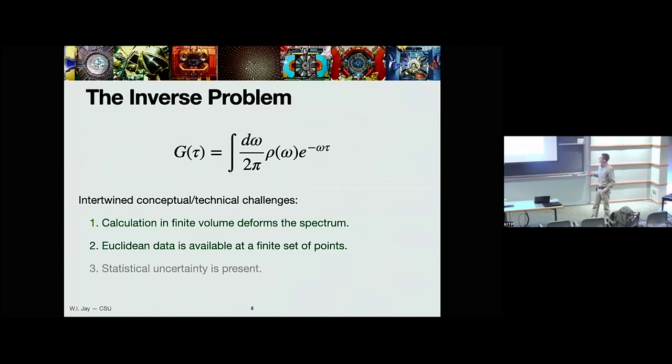So the first, and we heard some about this already today, is that the calculation in a finite volume actually deforms the spectrum. And so there's something to be said about how the infinite volume observable is connected to the thing you can actually get your hands on. The second is, as a matter of principle, the Euclidean data are available only at a finite set of points. So you have to say what you mean by a solution to this problem. And the third, which I've got grayed out because I won't say much about it today, although it's primarily what I've been thinking about lately, is the reality that statistical uncertainty is going to be present in any Monte Carlo calculation of the left-hand side.